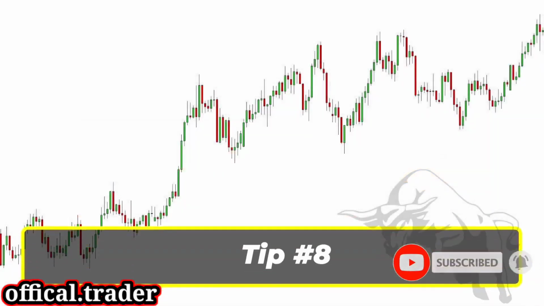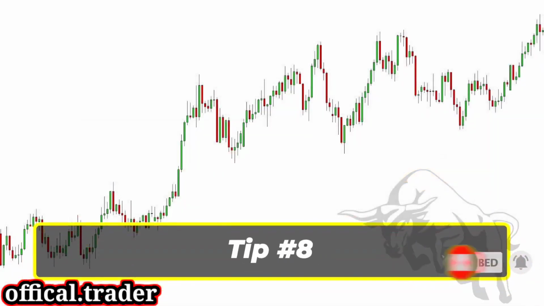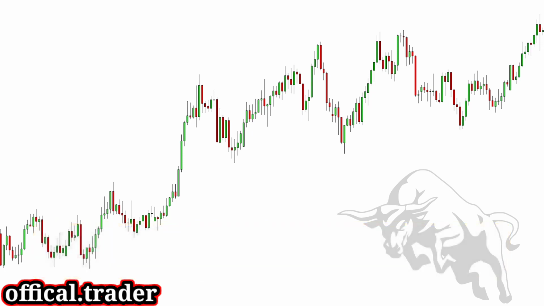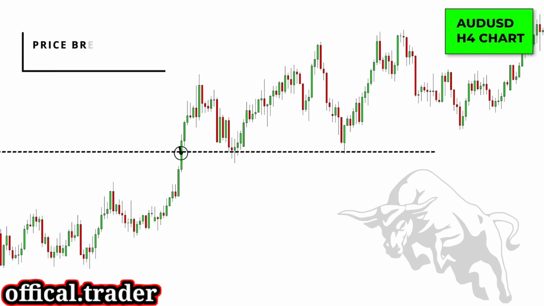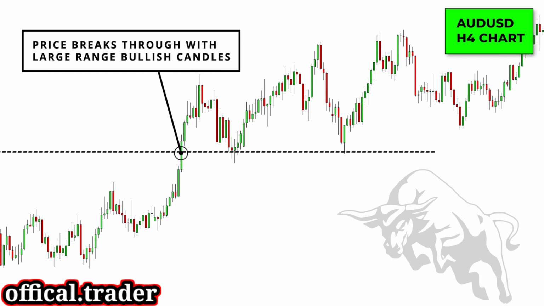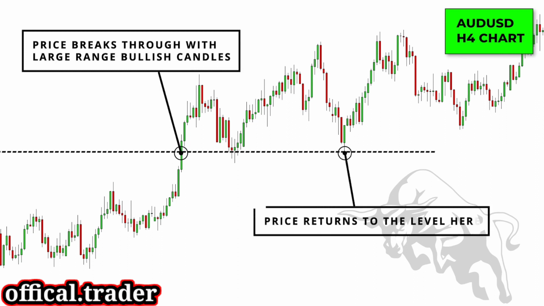Tip number 8 is to find a pair that is strongly correlated with the one you're trading and see if there's a level of support or resistance in the same area on the chart. For example, say we're trading the Aussie dollar. Here we have a level that was broken through with momentum on these large range bullish candles. Price then returns to the level here and we see a strong reaction to the upside.